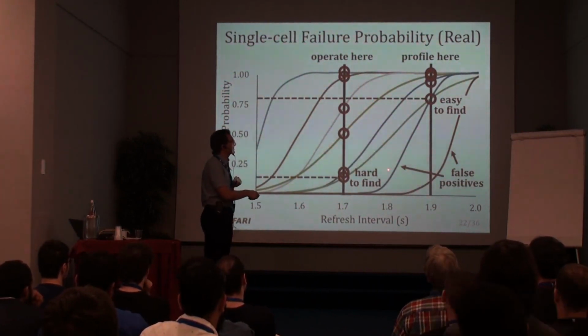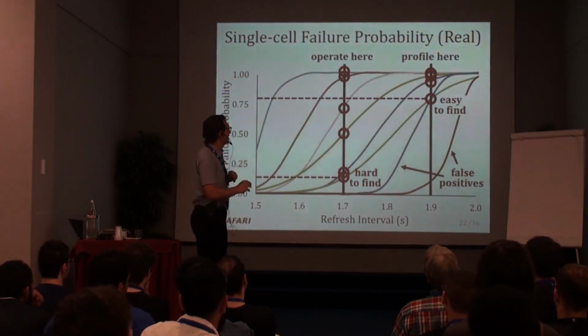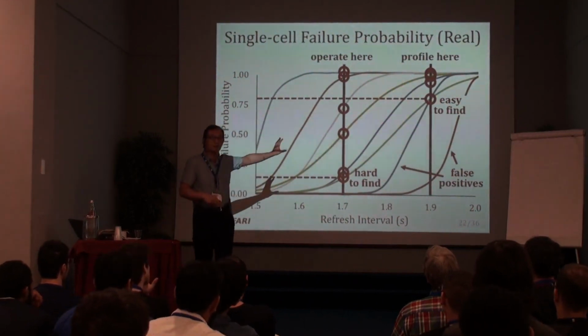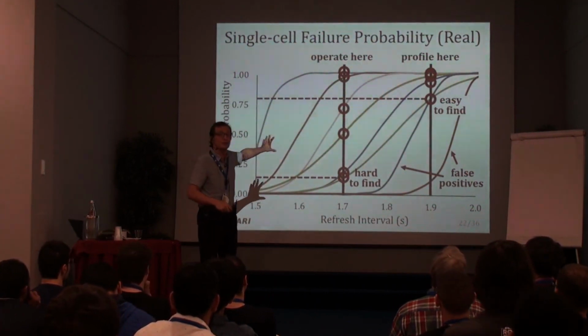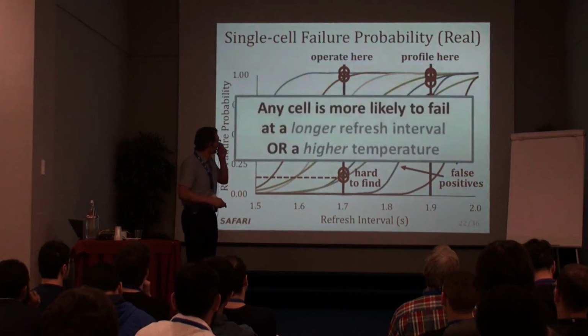These are called false positives. So that's the downside of profiling at a higher refresh interval. If you really want to understand it, you should really read the paper. But there's a lot of interesting data. And I think to be really able to understand what's happening in scaled technologies, you need to build these sorts of models. And this is a cell level model, as you can see.